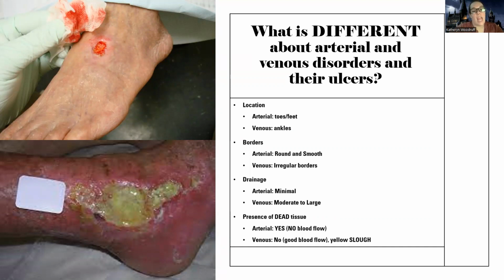Whereas venous, it's more of the ankles. The borders for ulcers for arterial are going to be more round and smooth. Whereas for venous, they're usually going to be irregular and they might even be larger.